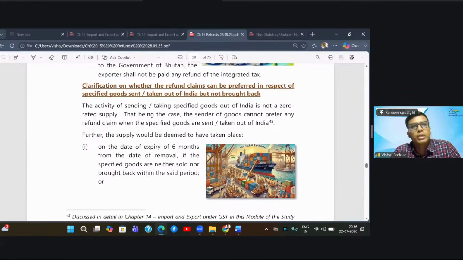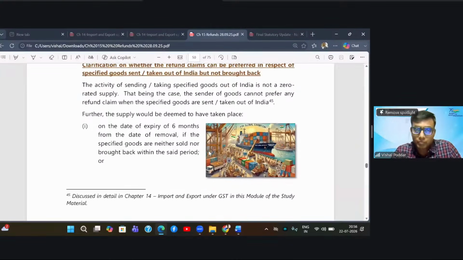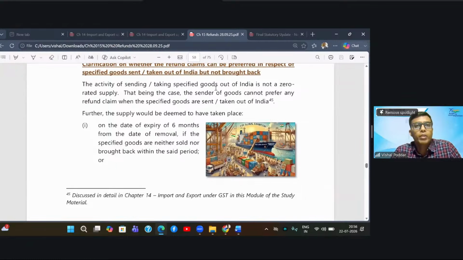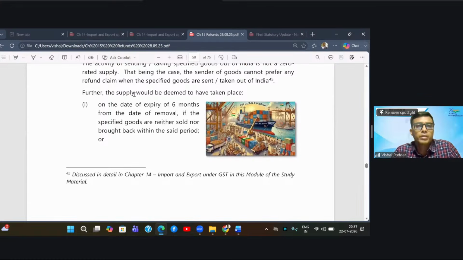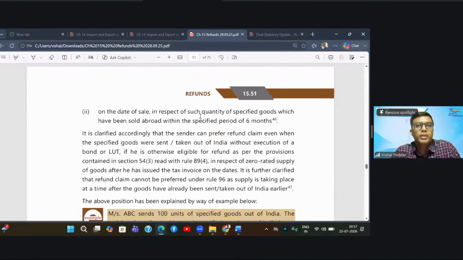So obviously, if the government has already paid that amount to the government of Bhutan, you cannot get the refund of the same amount. Next, clarification on whether refund claim can be preferred in respect of specified goods sent or taken out of India but not brought back. So the activity of sending or taking specified goods out of India is not zero-rated supply. That being the case, the sender of the goods cannot prefer a refund claim where the specified goods are taken out of India. Further, the supply would be deemed to have taken place on the date of expiry of 6 months from the date of removal if the specified goods are neither sold nor brought back within the said period, and on the date of sale in respect of such quantity of goods which have been sold abroad.